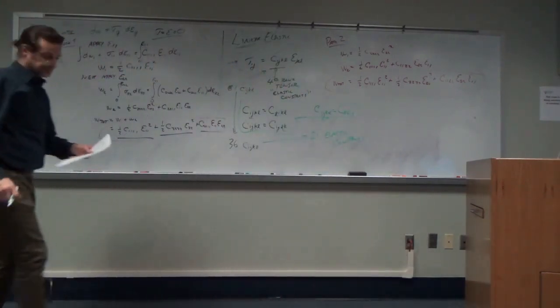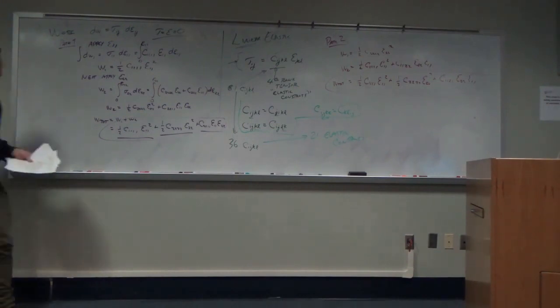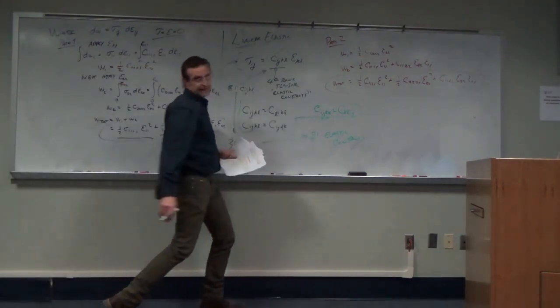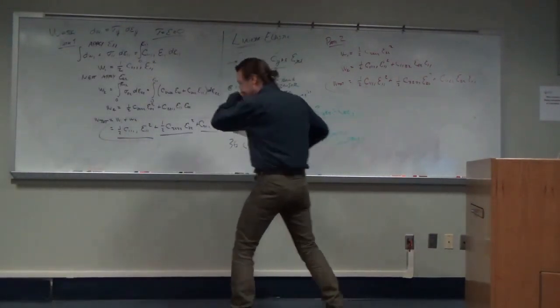Classic constants. It's a big improvement over 81, but it's still a lot. And in general, if you're dealing with a crystal with zero symmetry, you're going to have to deal with a ton of elastic constants. But the good news is that as you go to higher and higher symmetry, the number of unique elastic constants diminishes.